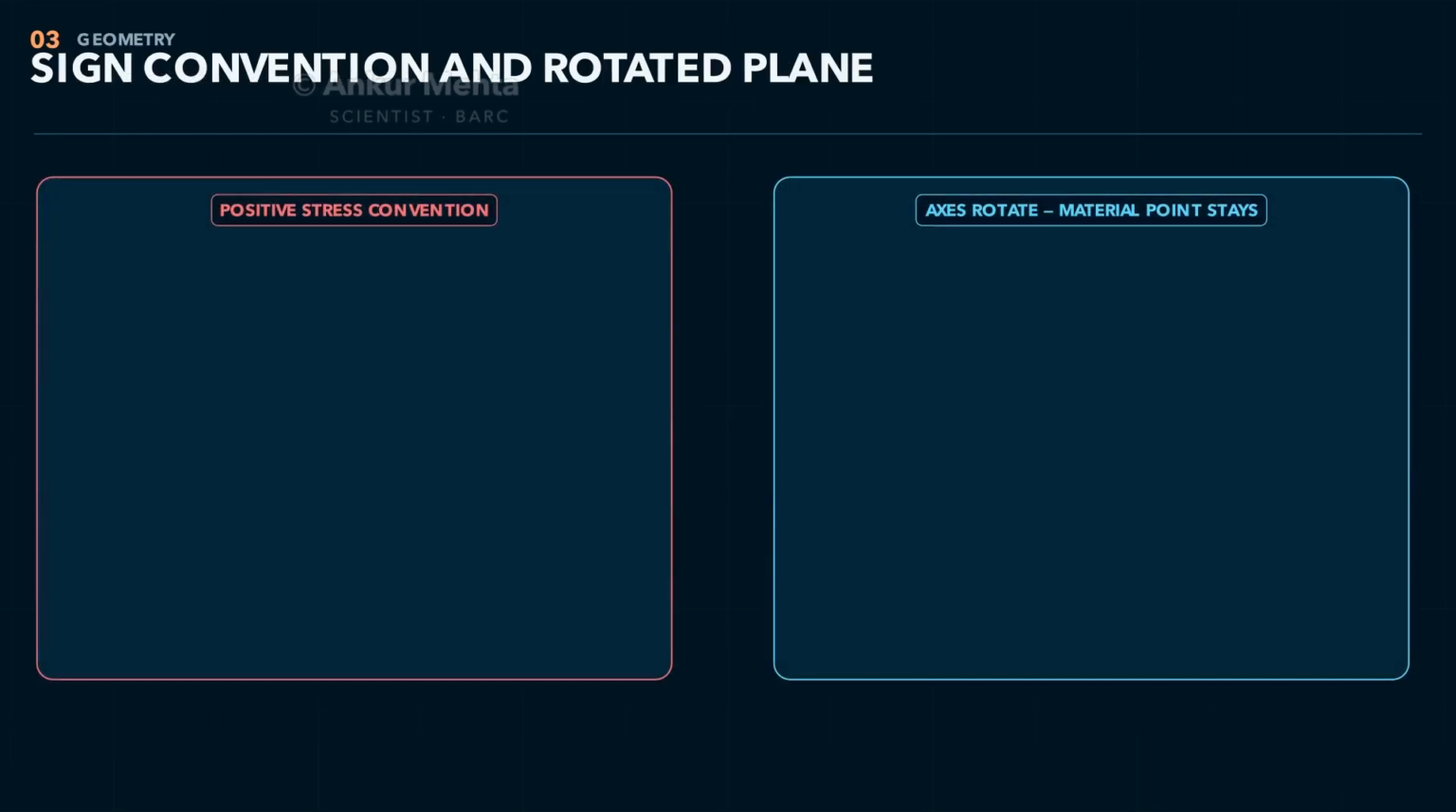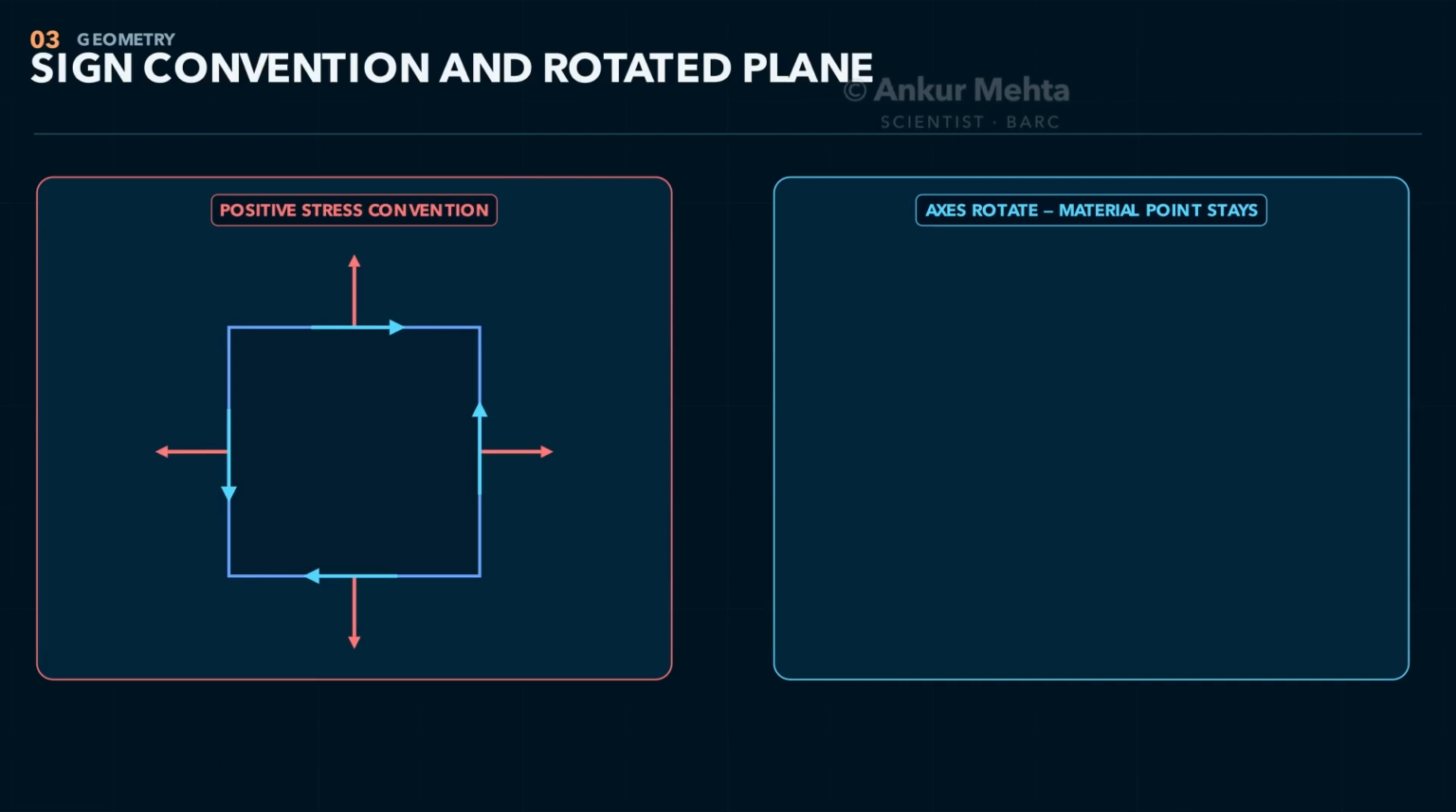Before using any equation, we must fix the sign convention. Tensile normal stress is positive. Positive tau xy acts in the positive y direction on the positive x face and in the positive x direction on the positive y face. The opposite faces carry equal and opposite tractions.